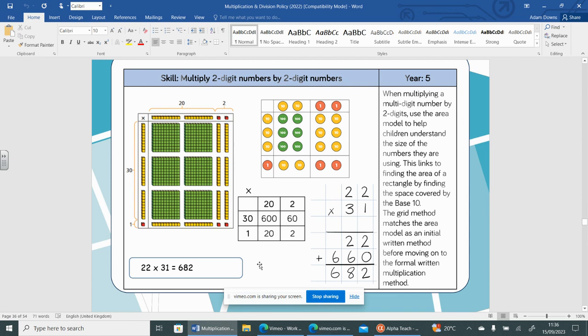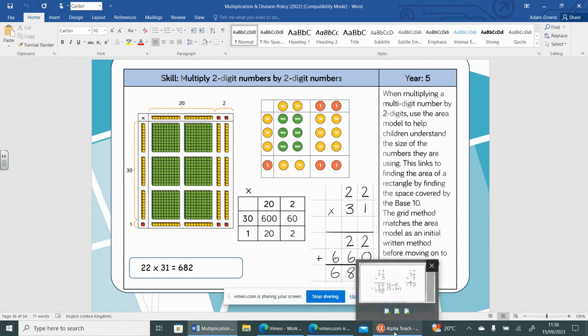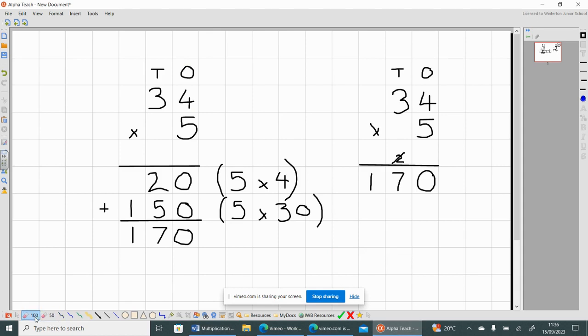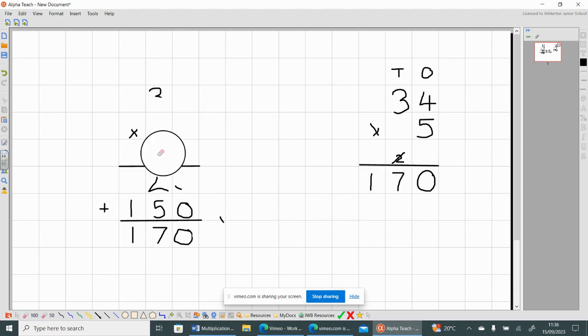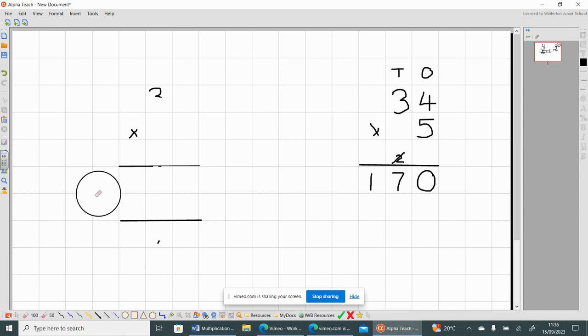And that is progressing into this method over here. These two up here, again, they're visualizations of this grid method to help them understand that. But this is what we're aiming for over here, this abstract method. So we've got 22 multiplied by 31. First thing I'll do is I'll just rub these out. There we go.